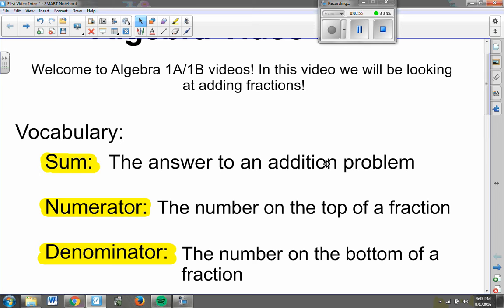In each fraction that we're going to deal with in this video, we have two numbers in a fraction. The numerator is the number on the top of the fraction, and the denominator is the number on the bottom of the fraction. Okay, so numerator on the top, denominator on the bottom of the fraction. Those three vocabulary words are going to be really, really important for understanding the rest of this video.